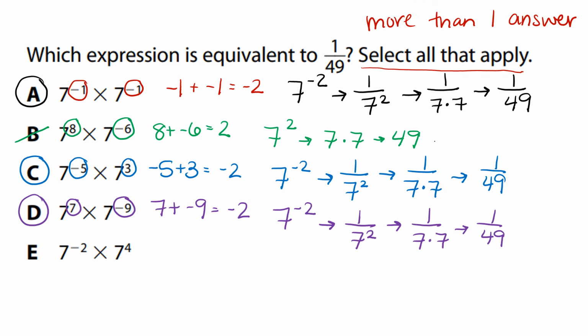And the last option, E, we have -2 and 4 that we're going to add together. -2 plus 4 gives us a +2, so 7 squared does not need to be written as a fraction. It can just stay 7 times 7, which is the whole number 49, so E is not a correct answer.